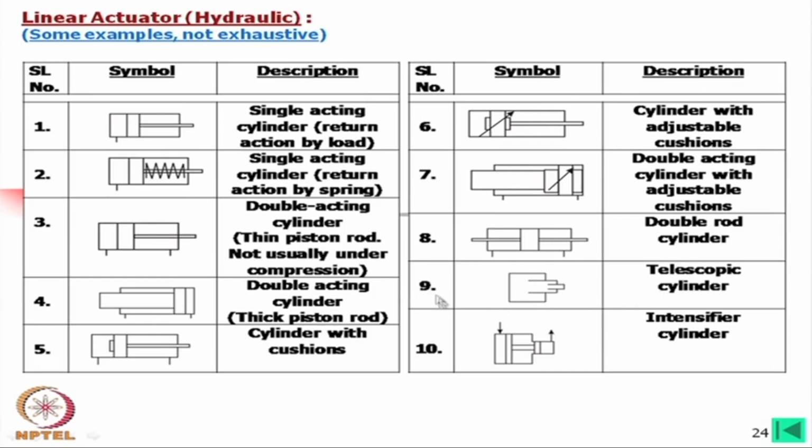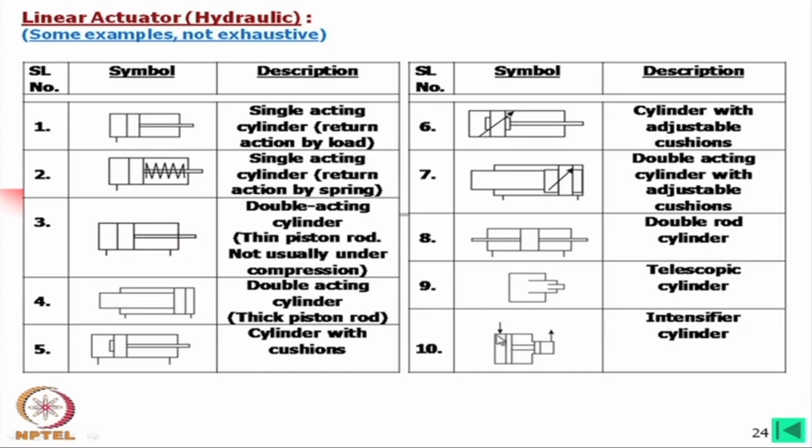If you allow the oil to go inside, first this one will move, because it has a larger area. So, with a small pressure it will work. Then when this is fully extended, pressure will gradually increase, because it is handling the same load, and the smaller cylinder will move. So, we will get telescopic action. It is used where we need a very long extension. In that case we use the telescopic one, and this is an intensifier.